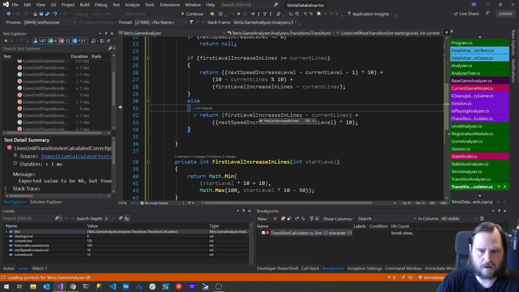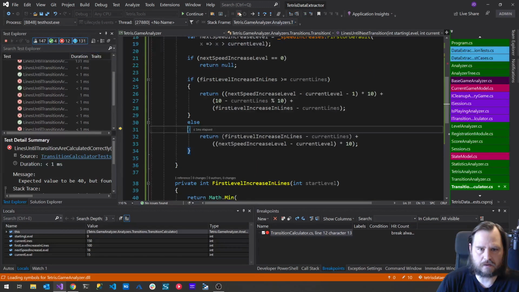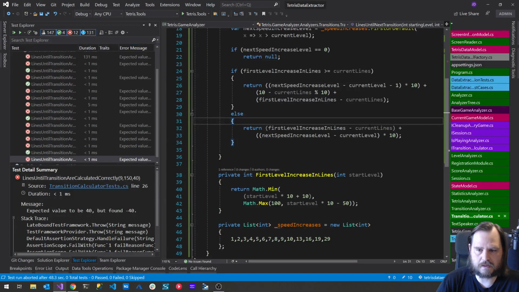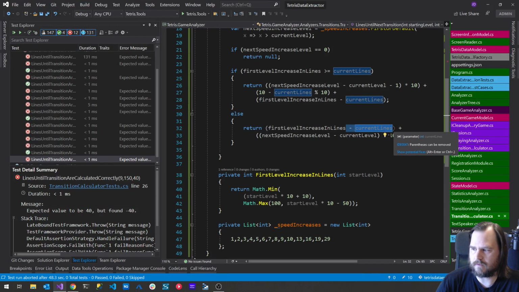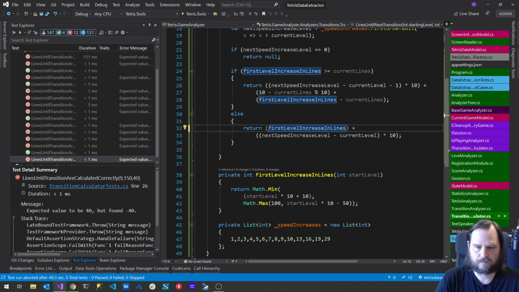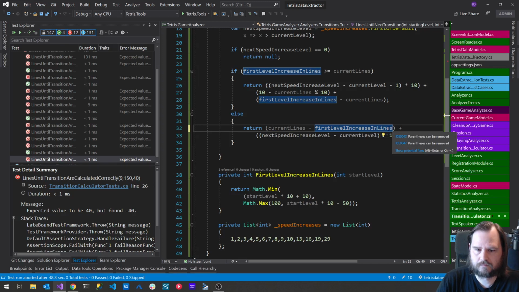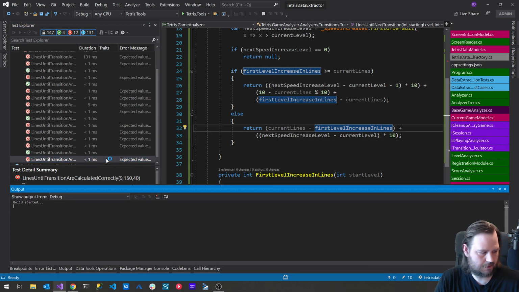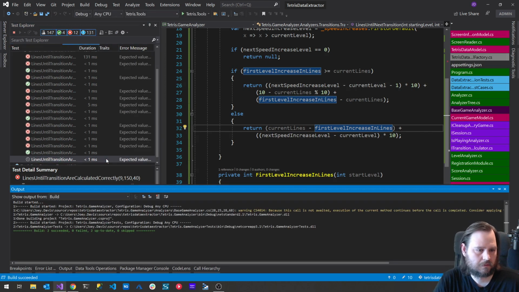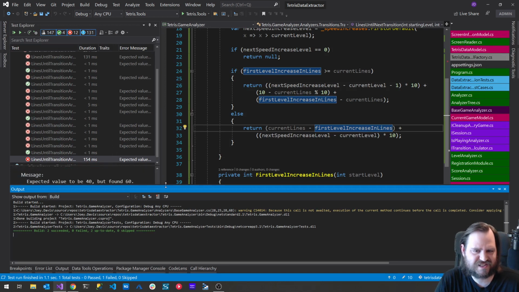So 100 minus 150. Okay. That's why. Okay, so current lines here is the bigger one. So we gotta move this over here. Current lines minus that. Now does that work? No, it still doesn't work. What am I getting? I found 60 this time.